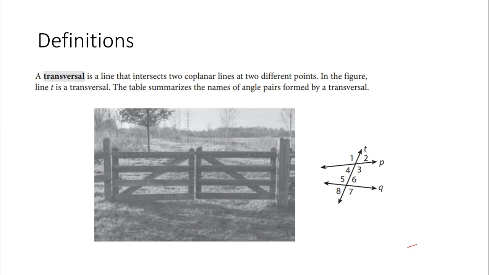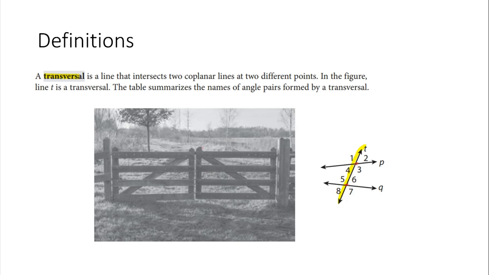Now definitions. A transversal is a line that intersects two coplanar lines at two different points. So T, for example, if you look at the little picture there, T would be a transversal. It crosses two other lines and hits them at two different points, one right there and one right there. Those lines P and Q, visually, are not parallel, but we're going to deal with parallel ones.